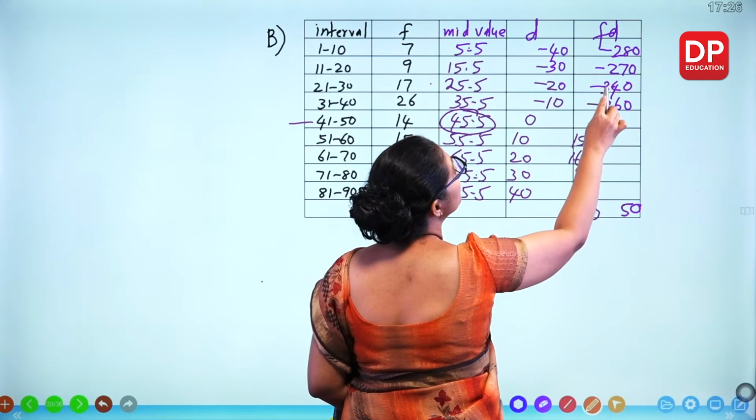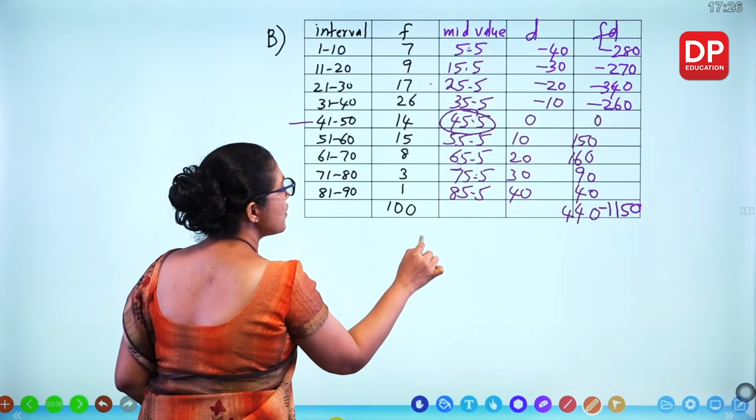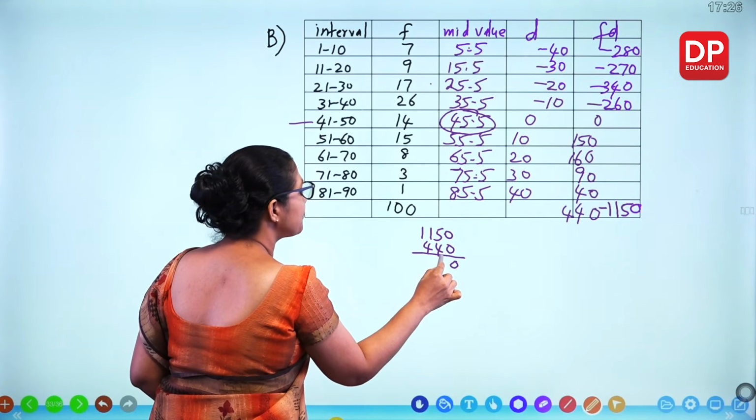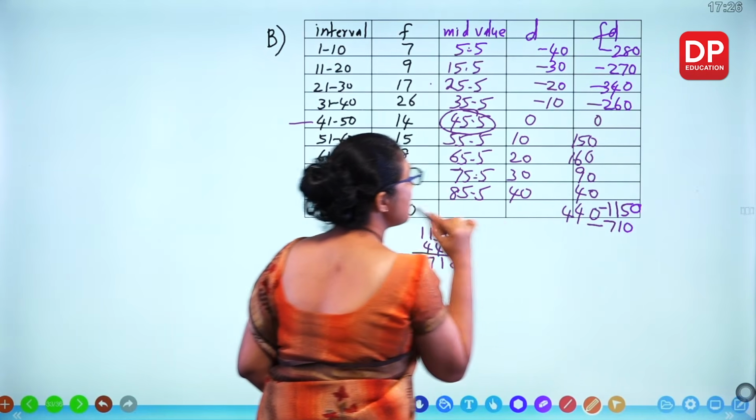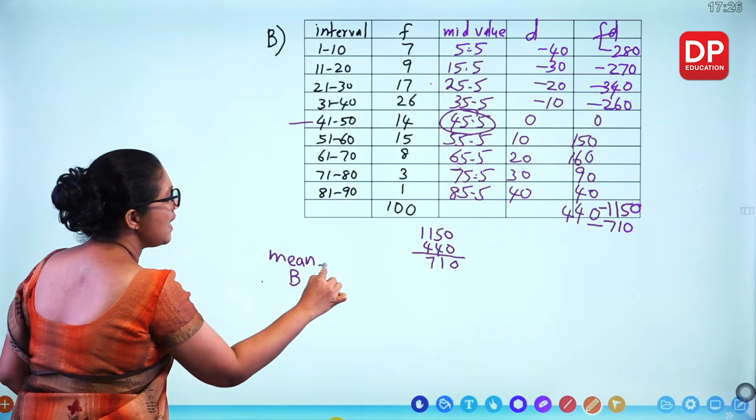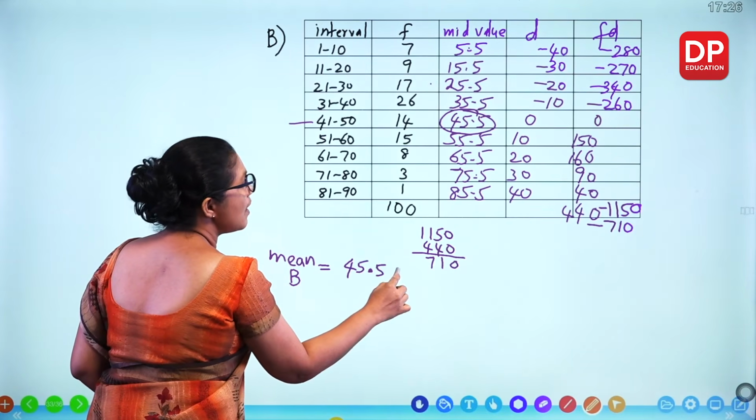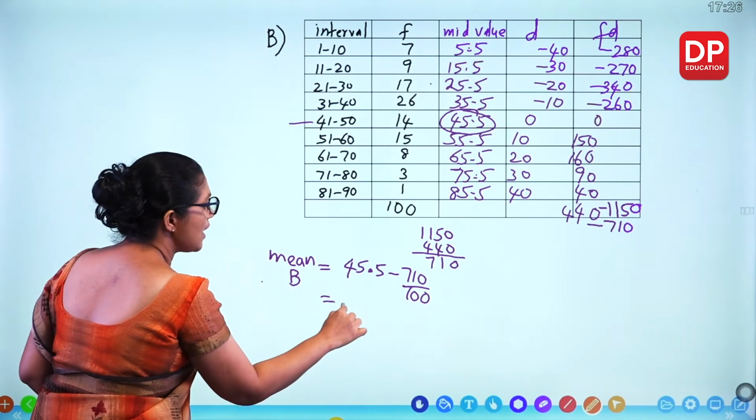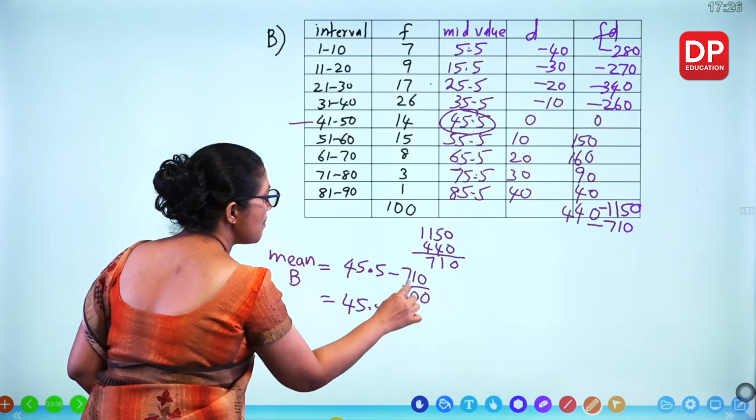Add the negative values, you get 1150, that's negative. So 1150 and 440, you get 710, that's negative. So what's the mean mark for B? Mean mark for B: assumed mean is 45.5 and this is minus 710 divided by 100. So you get 45.5 minus 7.1.